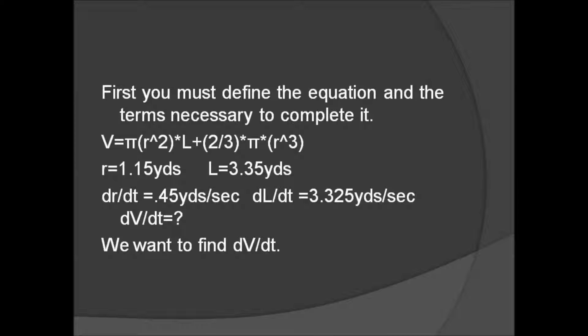R at this point in time equals 1.15, L equals 3.35 yards, dr/dt equals 0.45 yards per second, and dl/dt equals 3.325 yards per second. Now, we want to find dv/dt. So, let's begin.